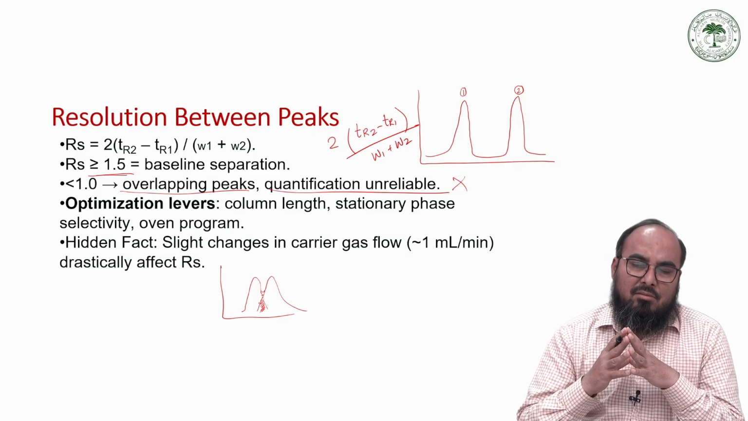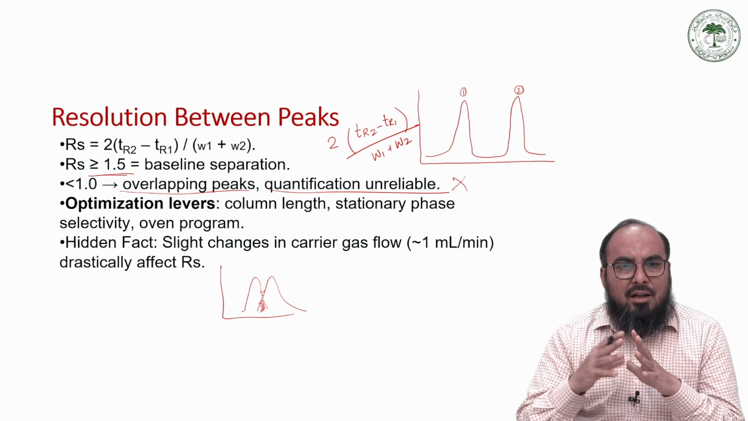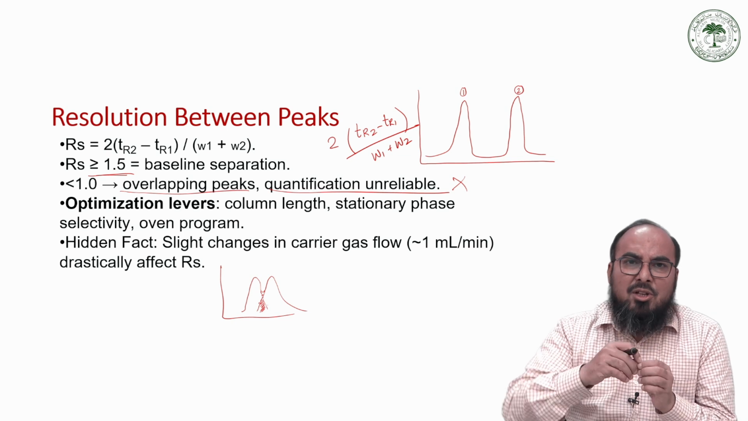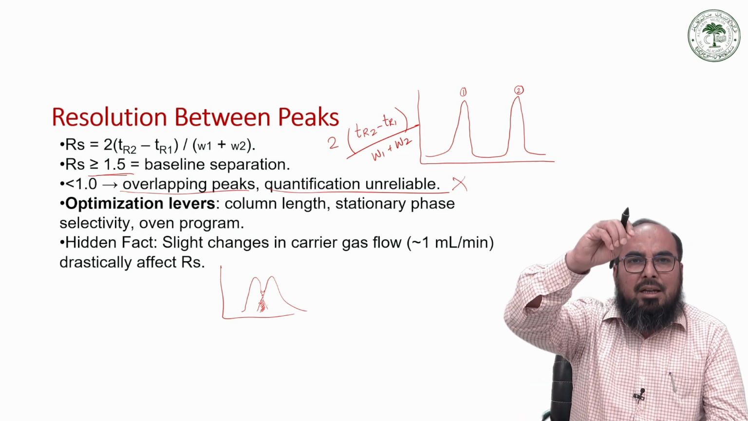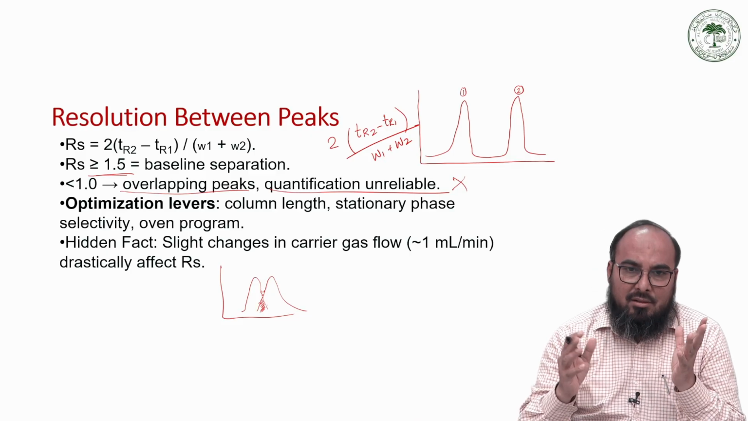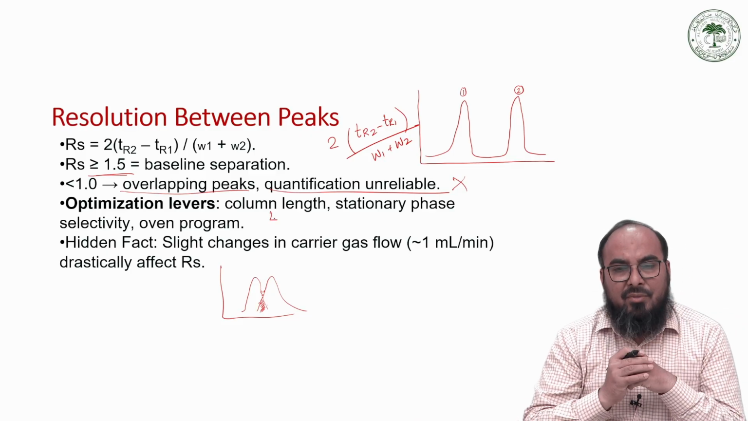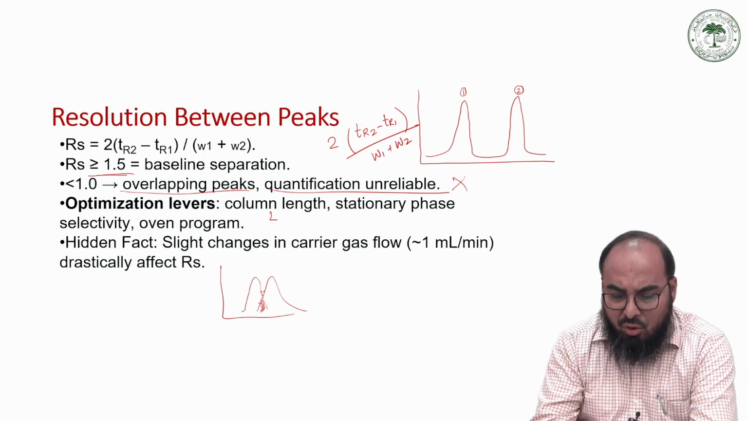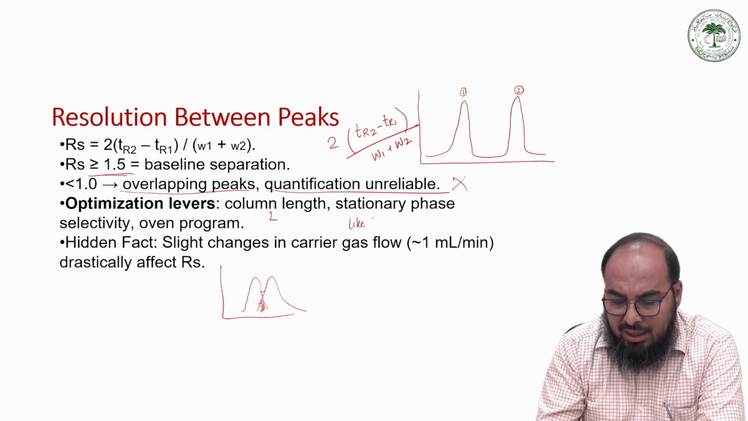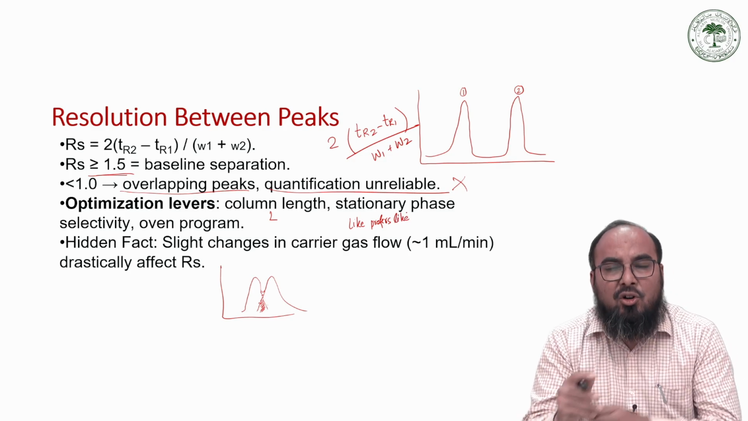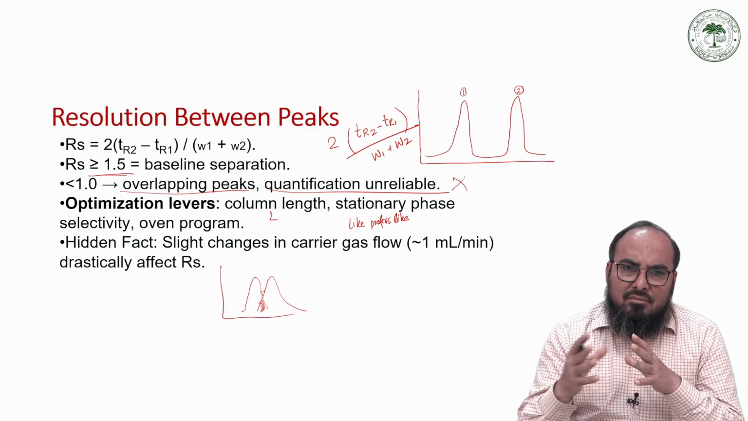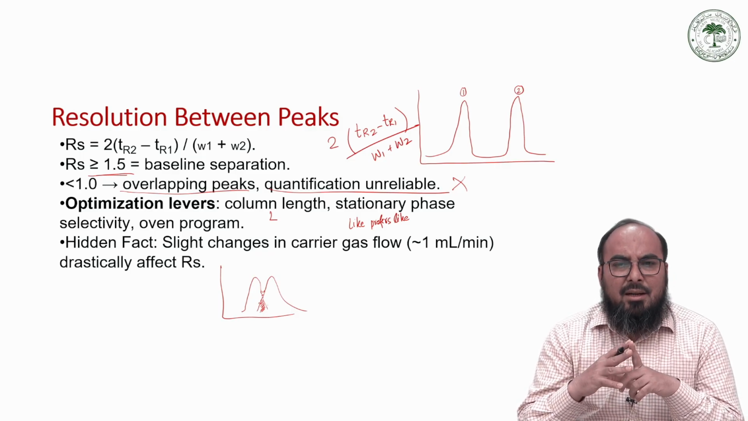Similarly, we need optimization. Optimization is done with regard to column length. That is, we have to change the column length, keeping in mind that if the column is too long, then the runtime will be increased. So you have to optimize the length of the column. You have to optimize the stationary phase selectivity. You have to select the stationary phase with regard to the old rule, like dissolves like, or like prefers like. That is, for non-polar, you have to have non-polar. Similarly, for a polar phase, you must have a polar one. So you have to decide in terms of that.